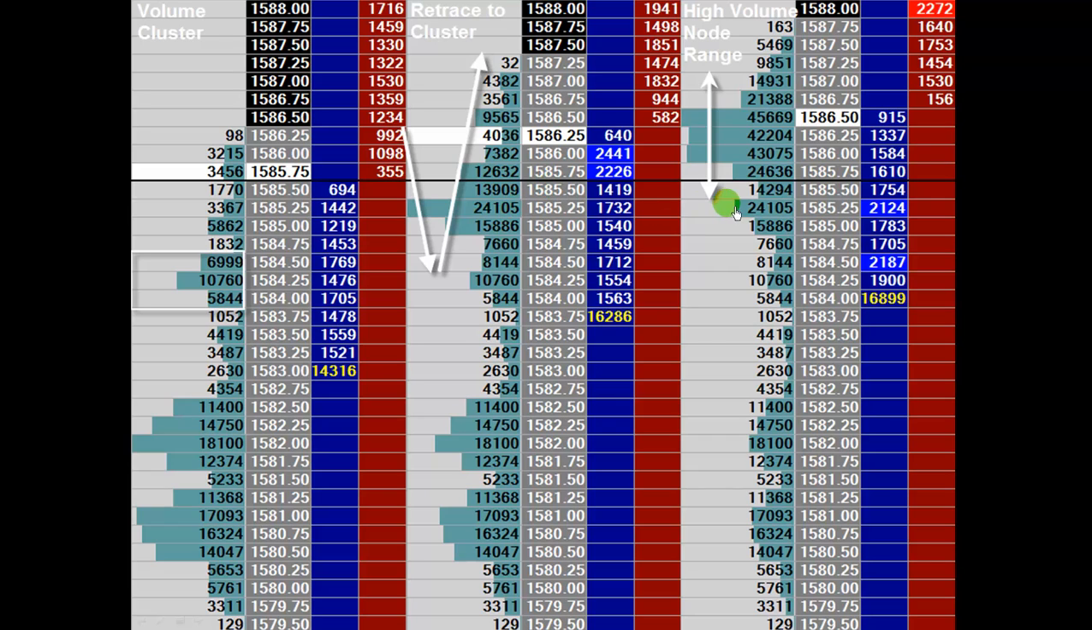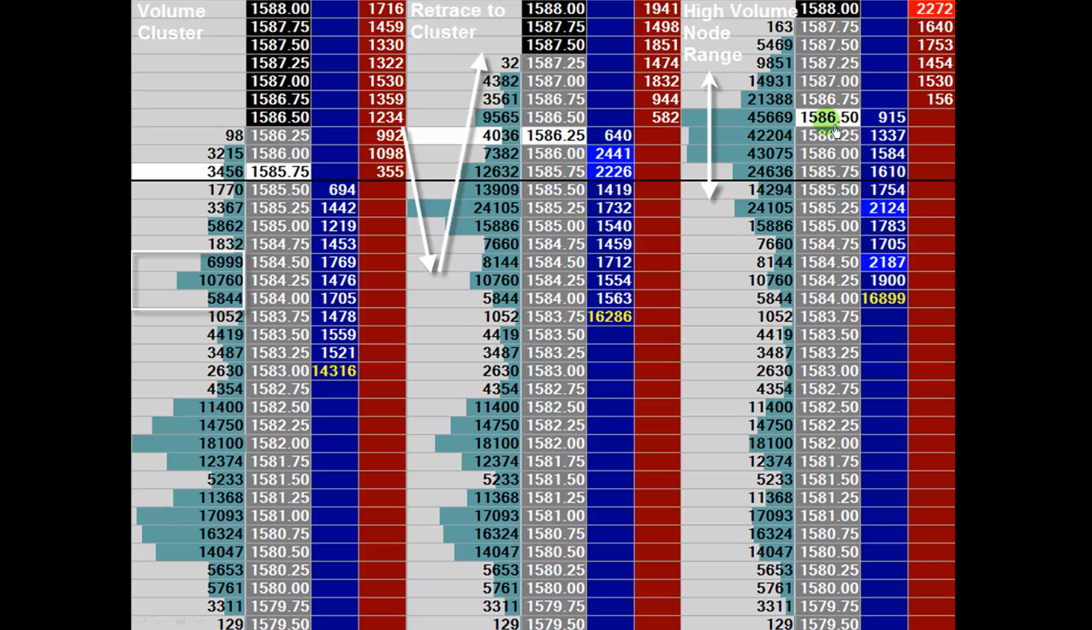Now in the third profile, we start to get an idea of how a high volume node on a long-term volume profile differs from a volume cluster. In the third profile, we start to get an idea of how these high volume areas actually get created. In the middle, we've got this high volume node at 86.50, and then over on the right, we can see that volume built up around that price. And the POC, again the highest traded price, shifts up from 85.25 to 86.50.